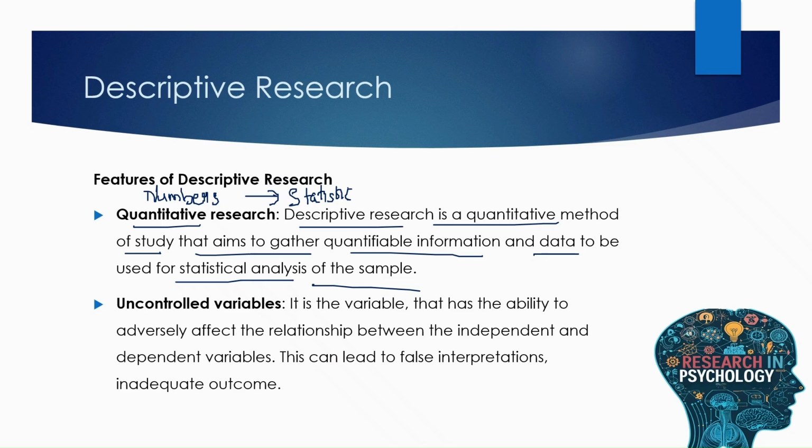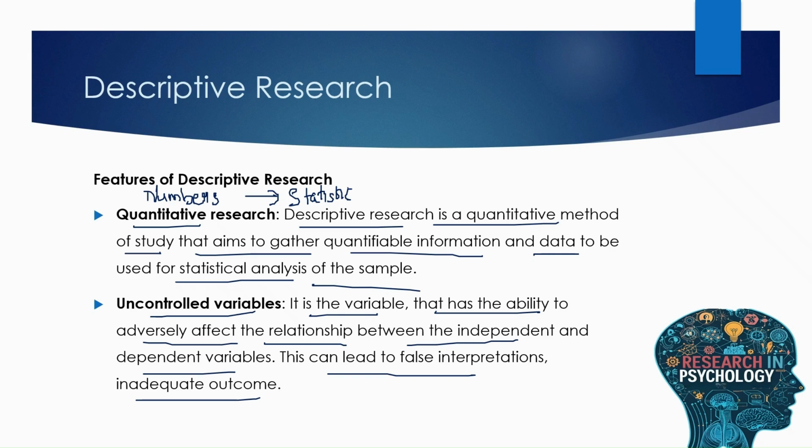Secondly, descriptive research is affected by uncontrolled variables. It is the variable that has the ability to adversely affect the relationship between independent and dependent variables. This can lead to false interpretations and inadequate outcome. So the uncontrollable variables are those variables which the researcher is not actively studying, which are not a part of the study. Okay, it just crops up or may be ignored by the researcher, but it has the ability to adversely affect the independent and dependent variables. Even though it is not a part of a planned study, this variable can adversely affect the independent and dependent variables.